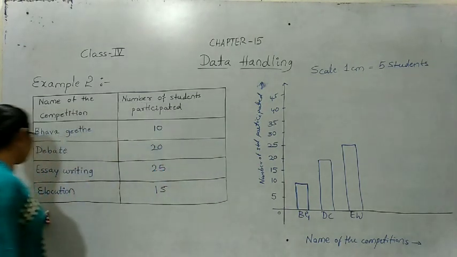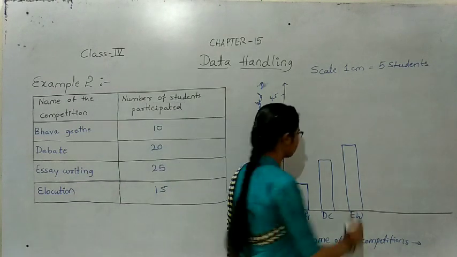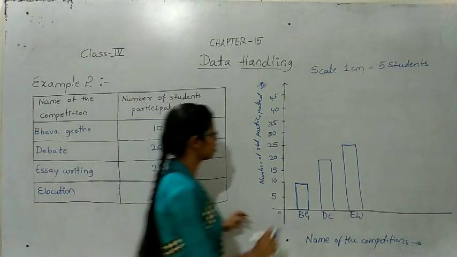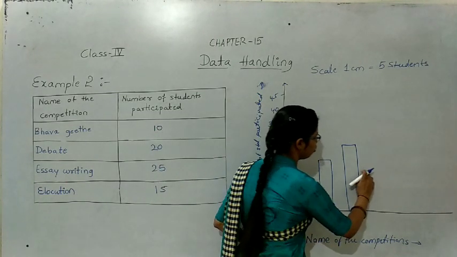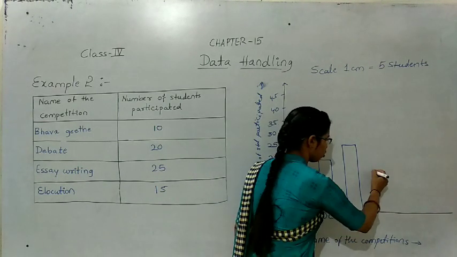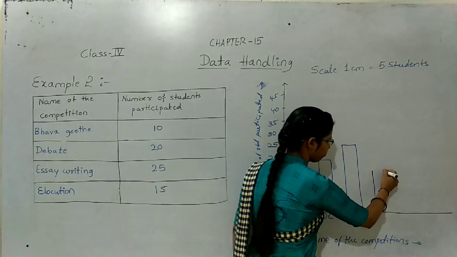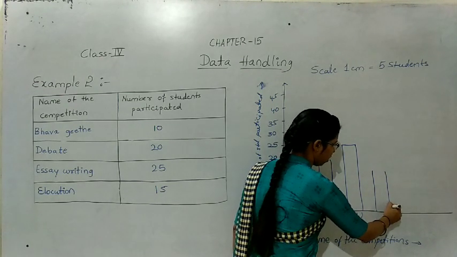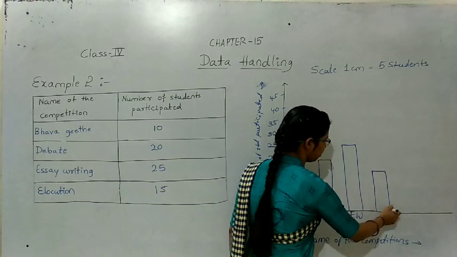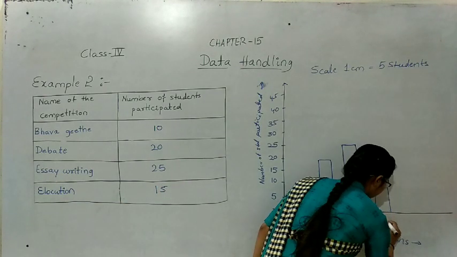The final one is elocution. This is the last competition. The number of students participated in that is 15 members. You should draw the bar exactly equal to 15. While you are drawing in your book, you should use a scale and pencil. You should sharpen your pencil. This is the last competition. Okay.